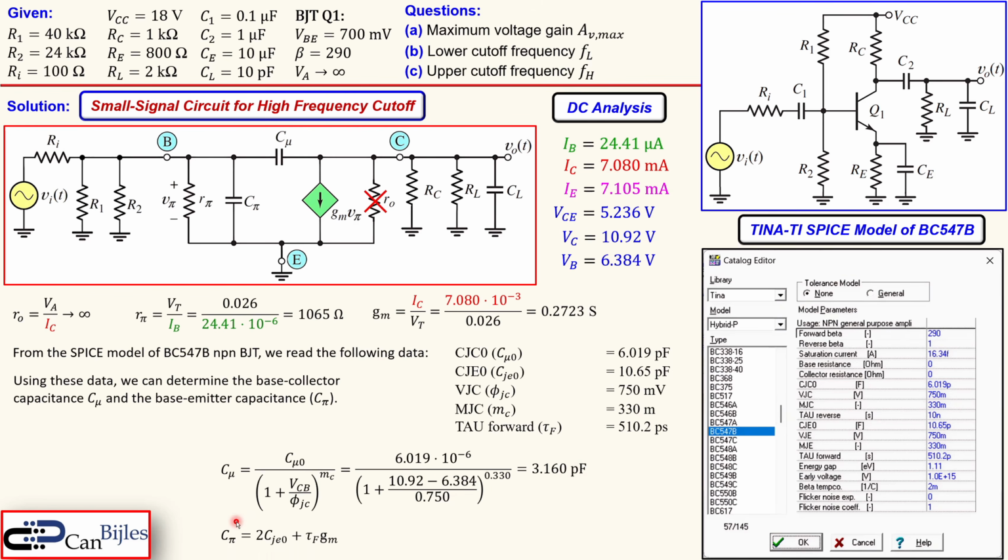And how about the C pi? Well, that is 2 times this. You get this value, 2 times the 10.65 picofarads, plus the 510.2 picoseconds times the gm we have calculated, which is actually shown here. So that's all shown here, and that will result in 160.2 picofarads. So you see in this case that the C pi is much larger than the C mu. Well, that is of course true, but it doesn't mean that the C mu will have much less effect, because it is in the feedback. We will see that it is actually, again, dominating the frequency analysis.